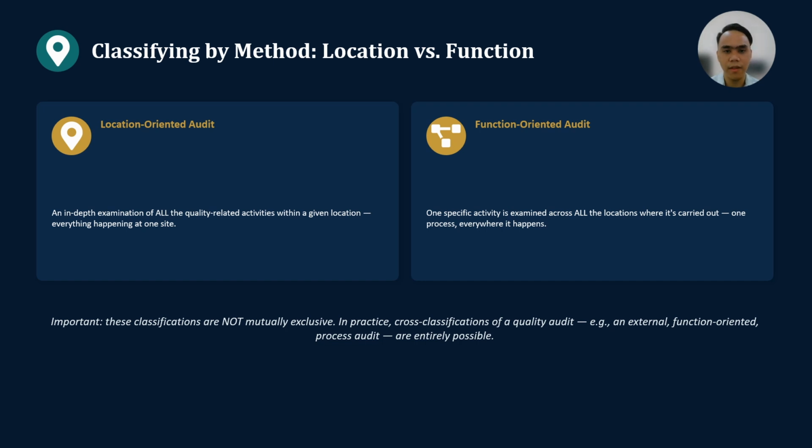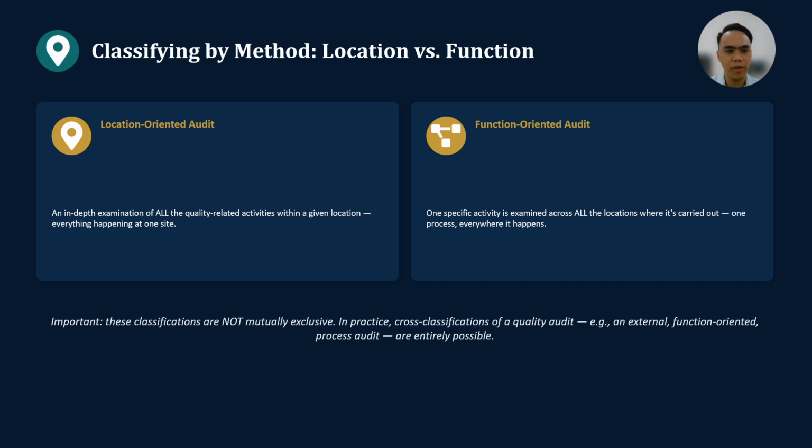In a function-oriented audit, by contrast, one specific activity is examined across all locations where that activity is carried out. You pick one process, let's say incoming inspection, and you check how it's performed at every site, rather than looking at everything happening at just one site.